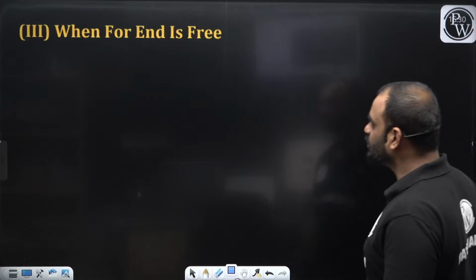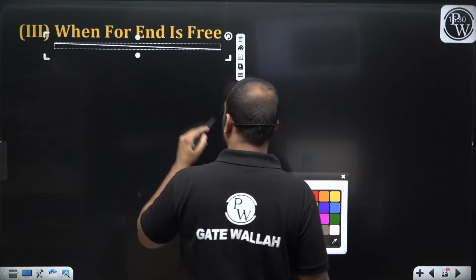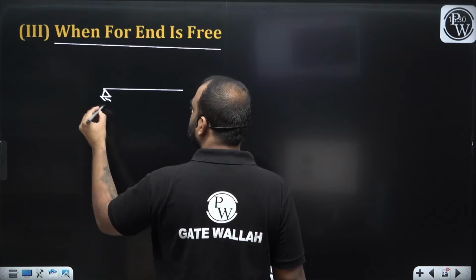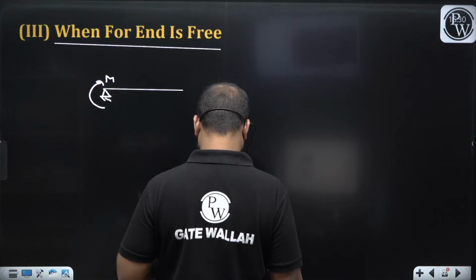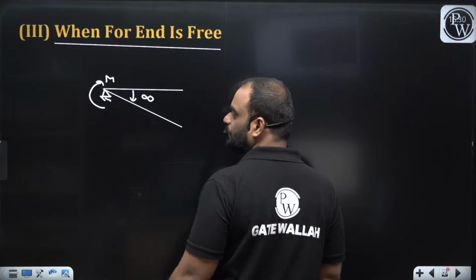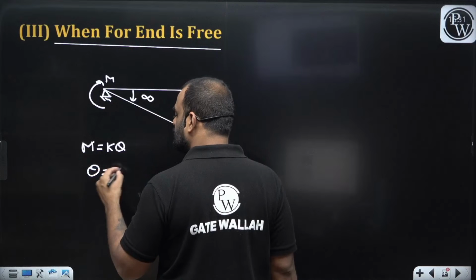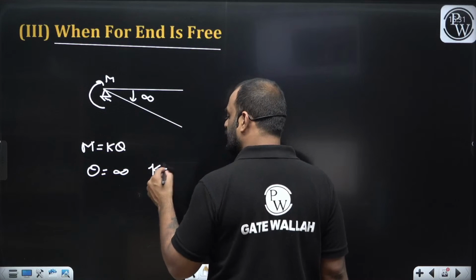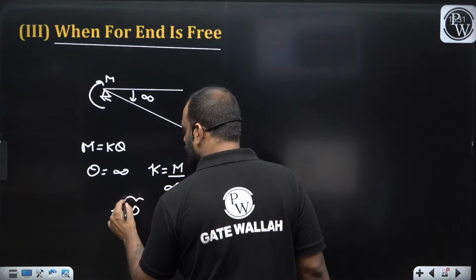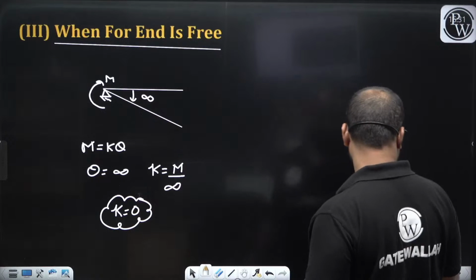Okay. Next one is when the far end is free. When there is no support condition at the far end, then what should be the stiffness? Let us understand this. Now guys, if you apply any moment over here, then this particular member can rotate with an angle of infinite, right? So can I write here M is equal to K into theta? Now we know that theta is equal to infinity. So K is equal to M by infinity. So anything upon infinity is 0. So when the far end is free, then stiffness is 0.